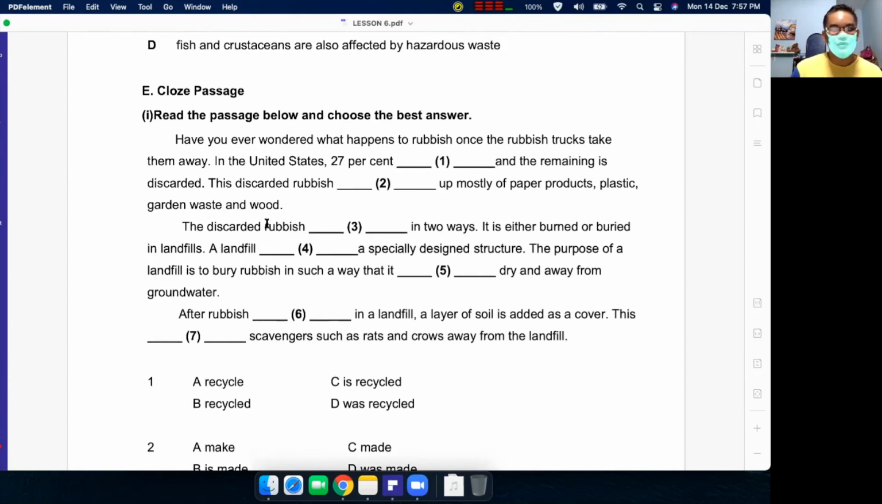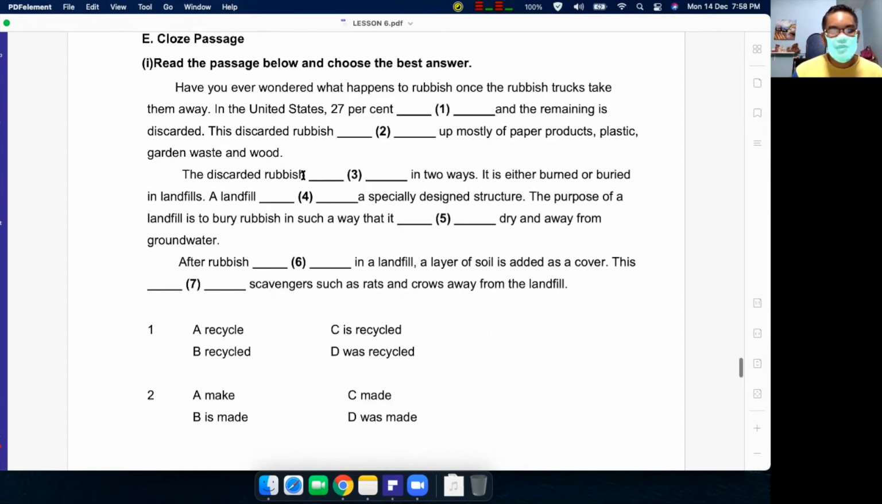Let's read it in one go. Have you ever wondered what happens to rubbish once the rubbish trucks take them away? In the United States, 27%, number 1, and the remaining is discarded. This discarded rubbish, number 2, are mostly of paper products, plastic, garden waste, and wood. The discarded rubbish, number 3, into waste. It is either burned or buried in landfills.